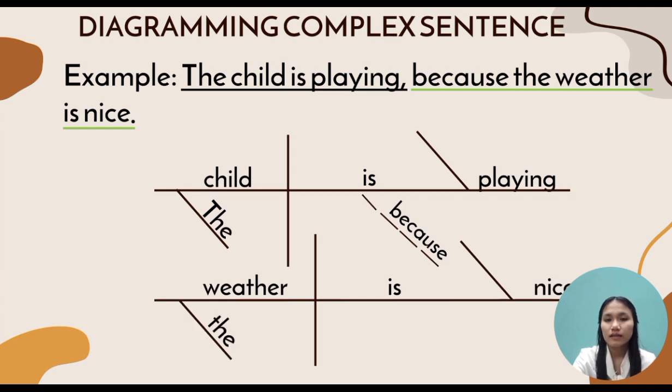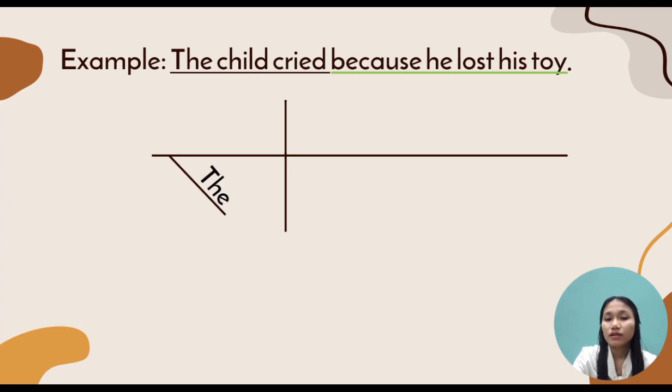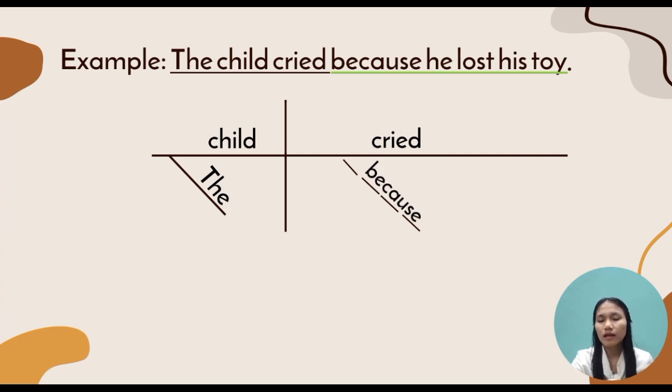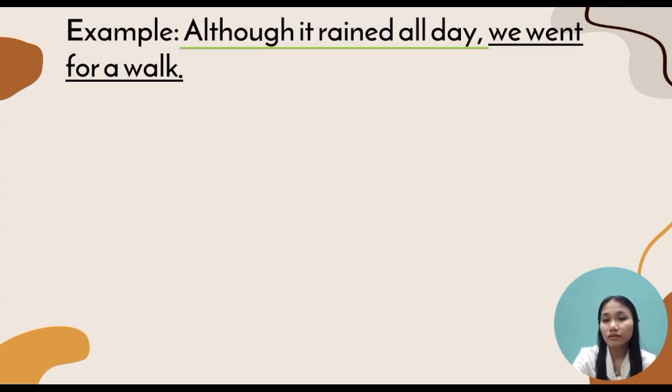Okay, so next we have here the child cried because he lost his toy. Again, the child is the subject, cried is our verb, and because again should be written by using a vertical line or broken line instead. Again, he is the subject, and yes, he lost his toy. Next, although it rained all day, we went for a walk.